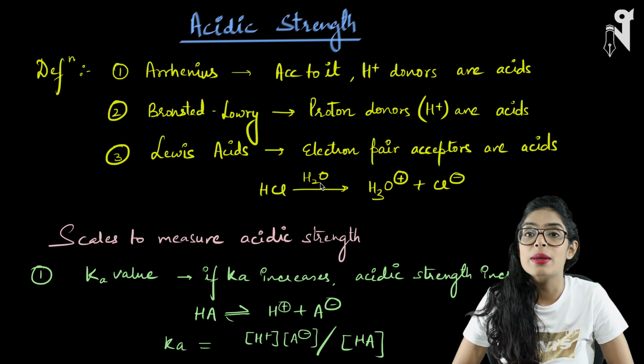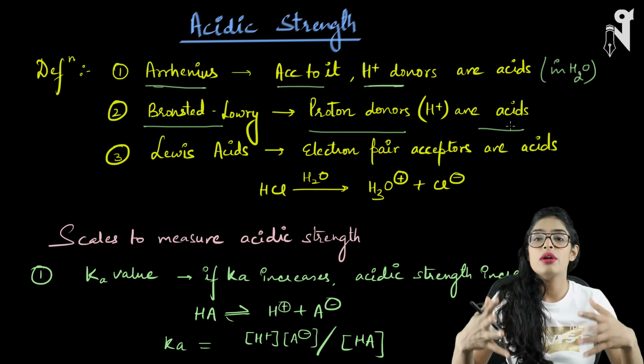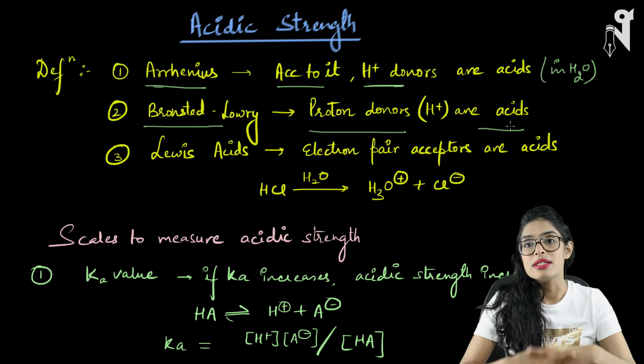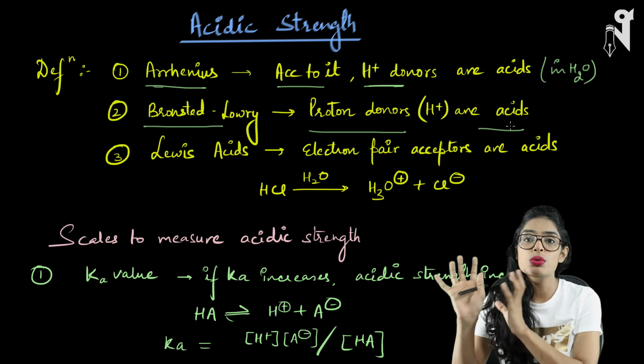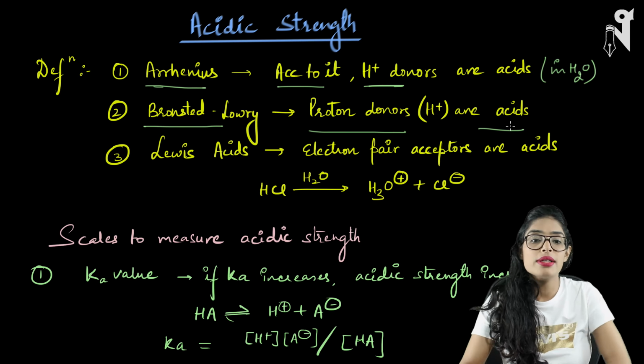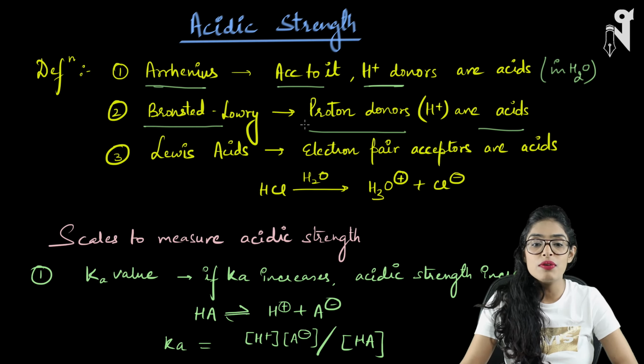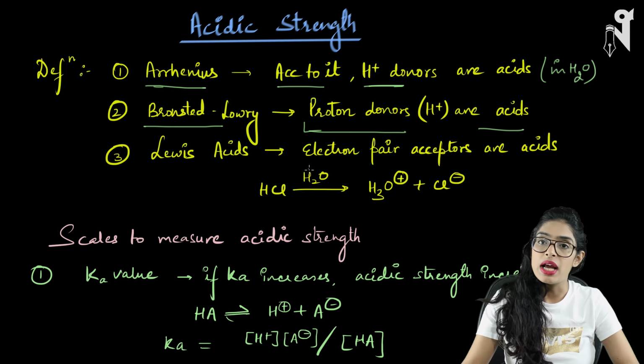Another definition for acidic strength was given by another scientist, Bronsted-Lowry. And what was the definition here? Any proton donors are called as acids. Anything which can give H plus without water or with water, anything which can release H plus ions are called as Bronsted-Lowry acids. So difference between Arrhenius and Bronsted-Lowry is Arrhenius was very specific to solubility in water, whereas here any compound which is capable of giving H plus ion will be called as acid.